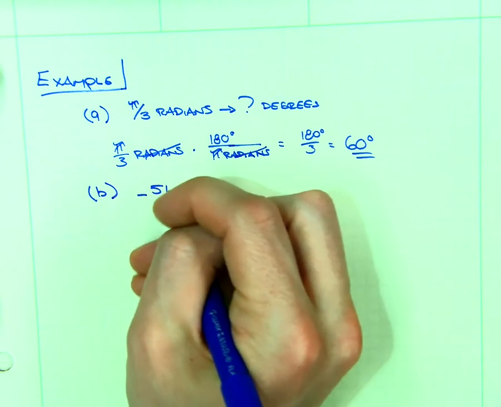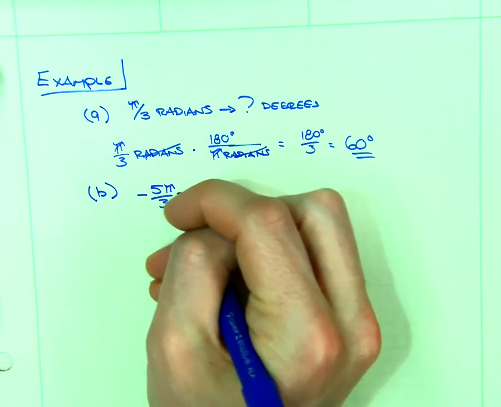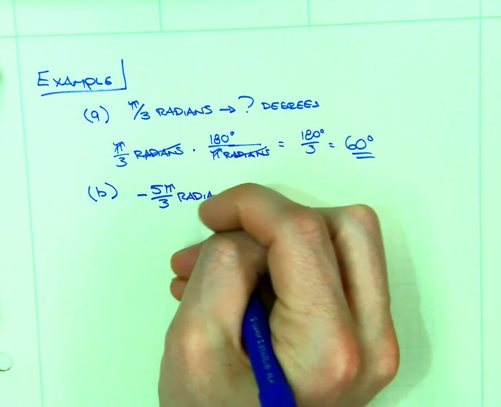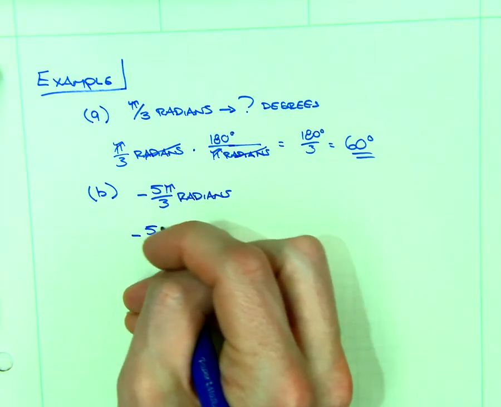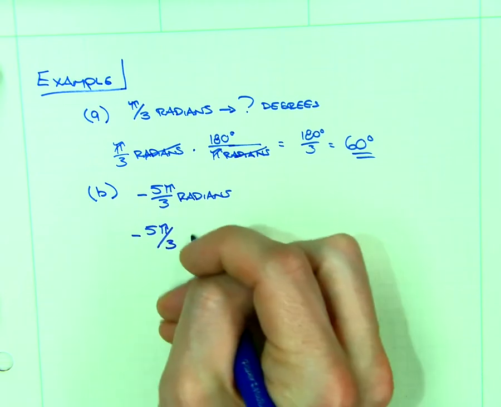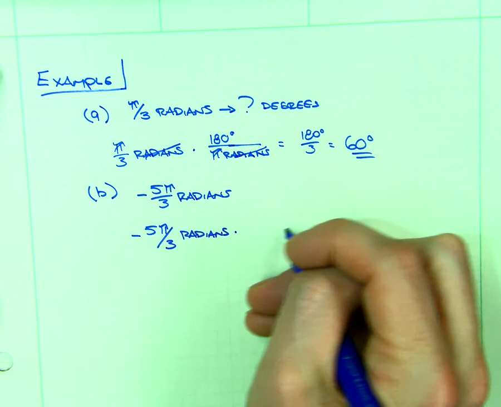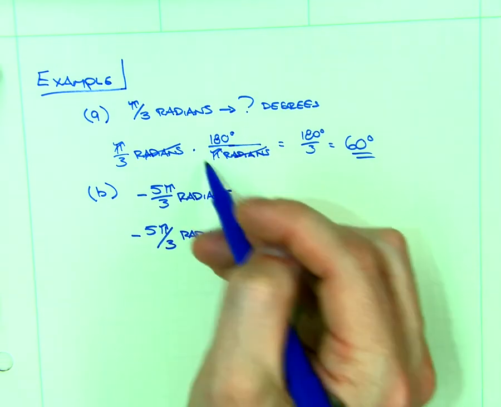So here I've got negative 5 pi over 3 radians. And I'm trying to convert it also. So I say negative 5 pi divided by 3 radians times, and I'm going to use the same conversion here.